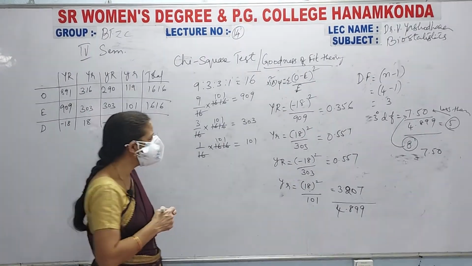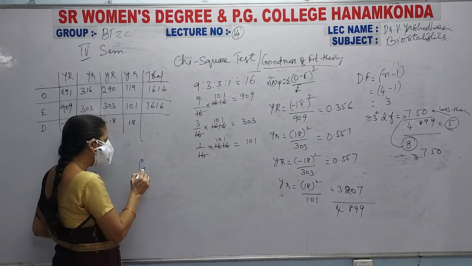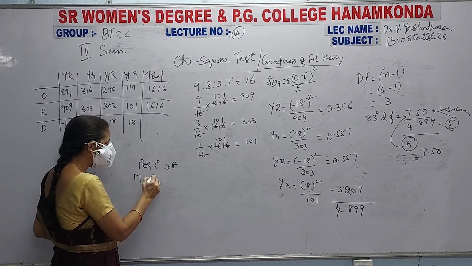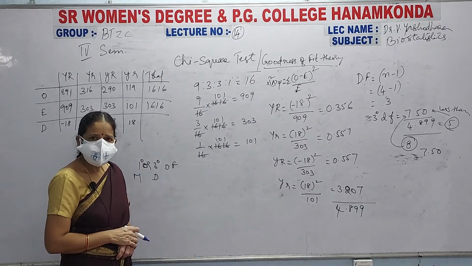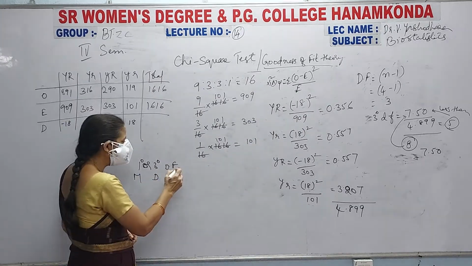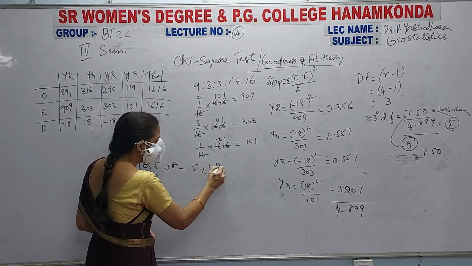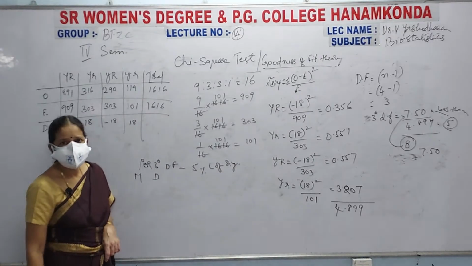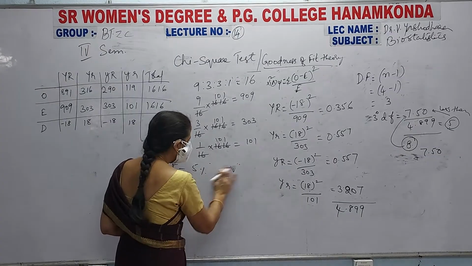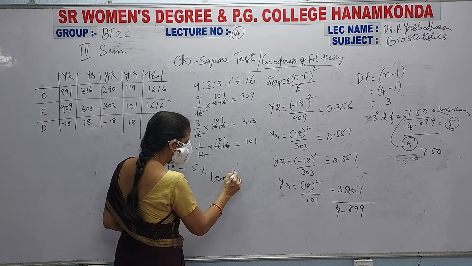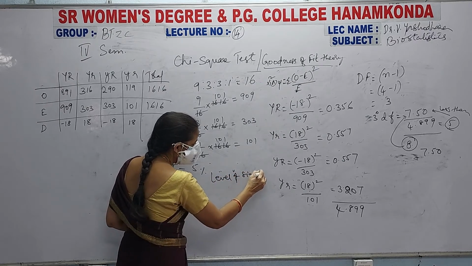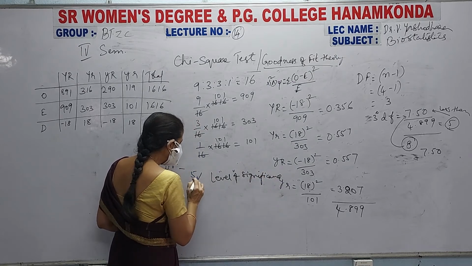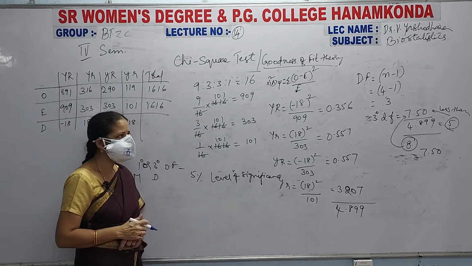It may be 1 degree or 3 degrees of freedom, it may be a monohybrid or dihybrid ratio, whatever it may be, it is having 5% level of significance. What is this level of significance? See here, this is having 5% level of significance. What is this 5% level of significance?